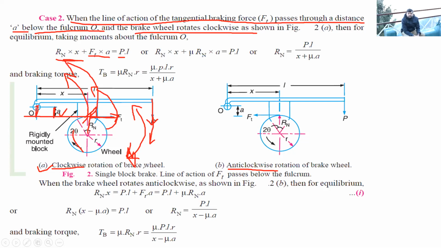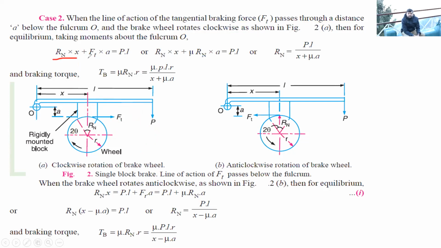Therefore, these two moments will be taken on one side of the equation, and this P into L will be taken on the other side of the equation when it is in equilibrium. Or we can write this Rn is equal to P into L upon x plus mu into A. And the braking torque for this condition will come out to be something like this.